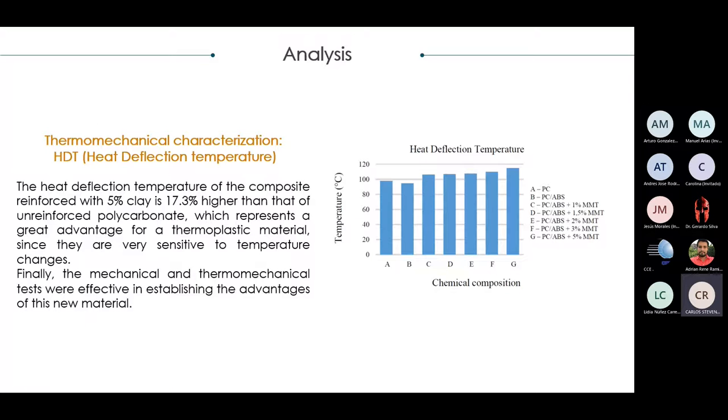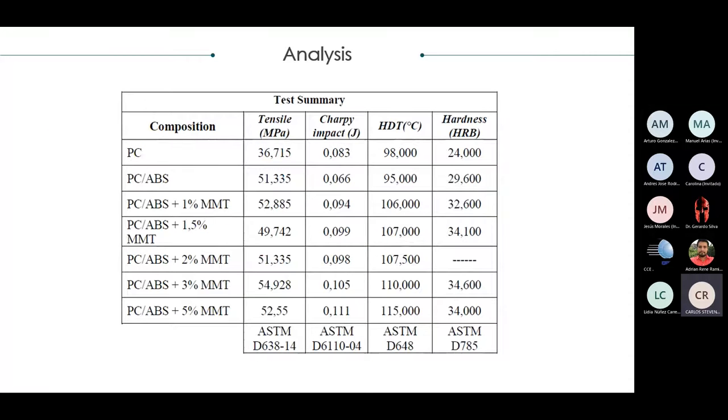17% higher than that of the unreinforced polycarbonate, which represents a great advantage for a thermoplastic material, since they are very sensitive to temperature changes. Finally, the mechanical and thermomechanical tests were effective in establishing the advantage of this new material. That's quite important. And here is a summary. Here is the final analysis.